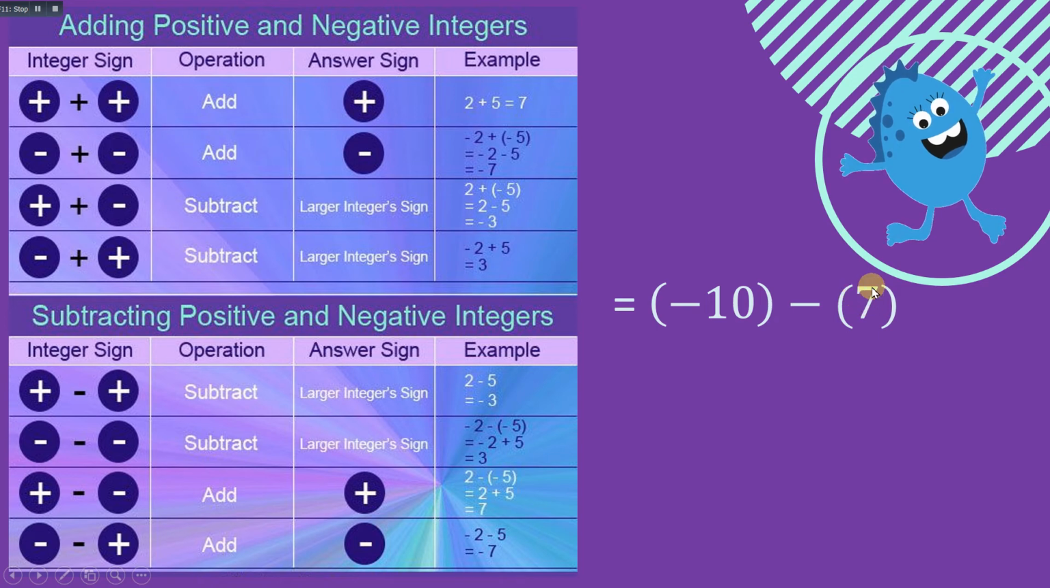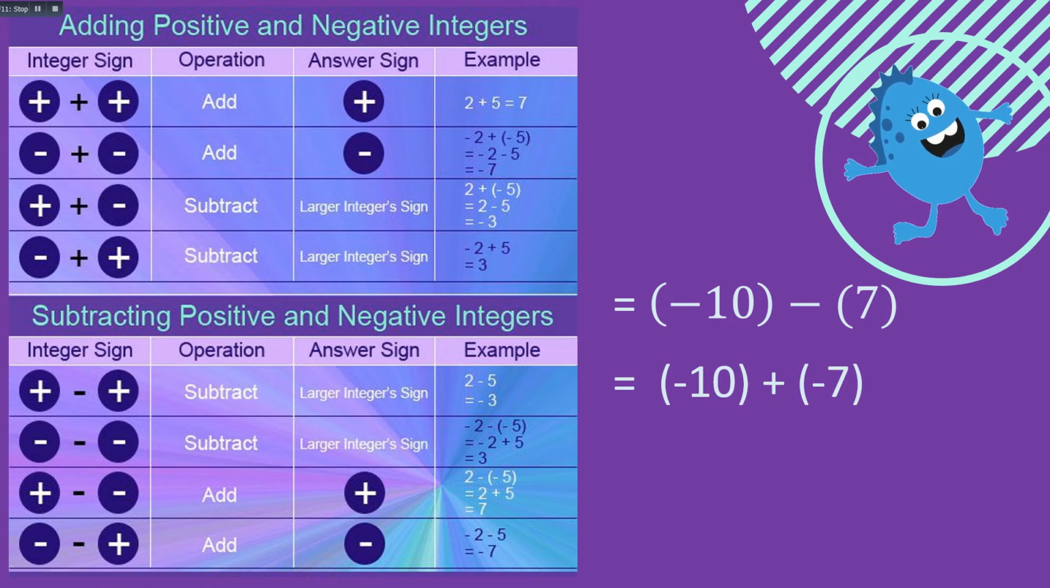Next example, we have negative 15 minus negative 7. So again, copy the minuend, negative 15, change the subtraction into addition, and the negative 7 will be turned into positive 7. So we have negative 15 plus 7, so we have different signs, negative and positive. You just need to subtract and copy the sign of the larger integer. So we have negative 8.